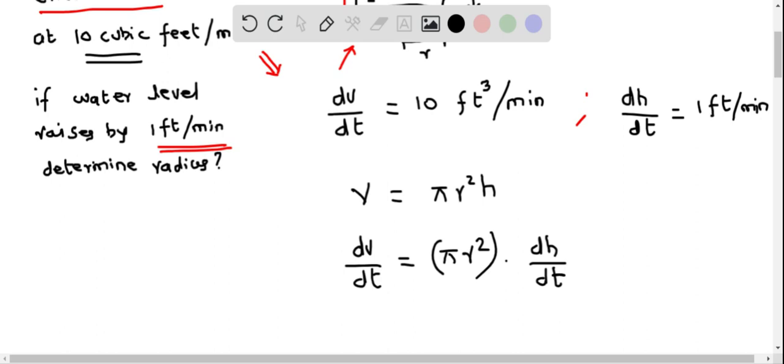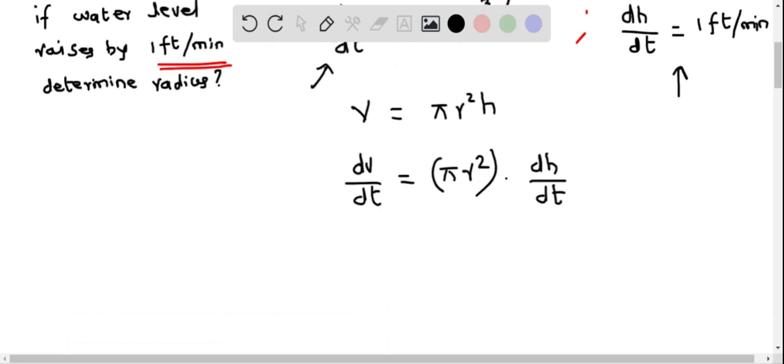So now I have formed an equation where I can plug in the given information to determine the corresponding radius. So I'm going to plug in dV by dt as 10 and dh by dt as 1 without the units. So here I can plug in 10. So this will become pi r squared times dh by dt, which is 1. I'm not using the units, I'm just plugging in only the numerical values.